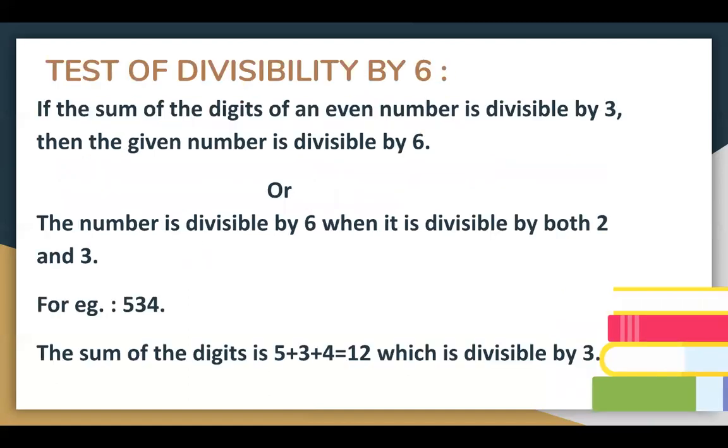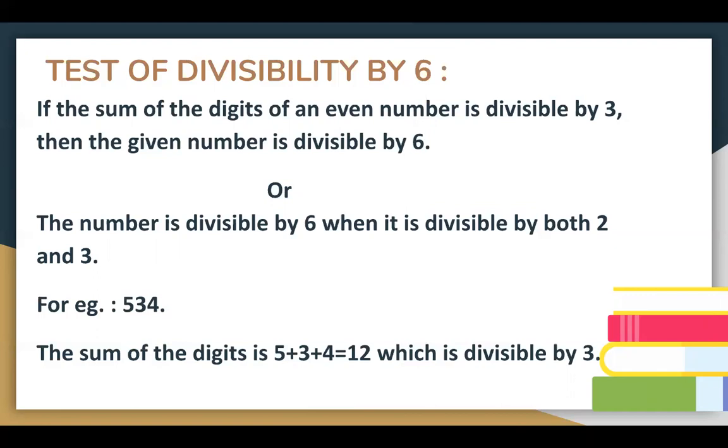Test of divisibility by 6. If the sum of the digits of an even number is divisible by 3, then the given number is divisible by 6. Or the number is divisible by 6 when it is divisible by both 2 and 3.